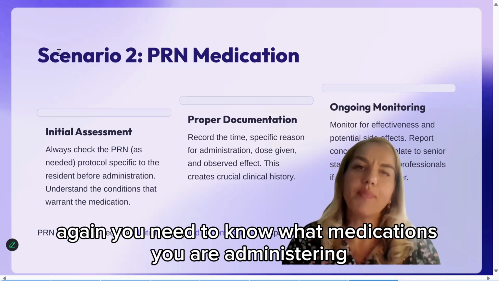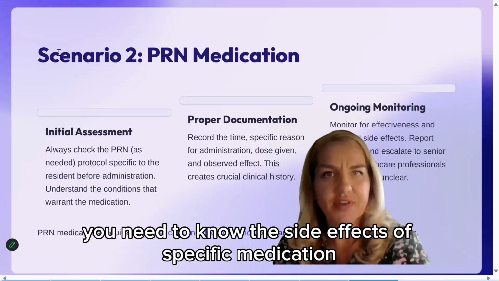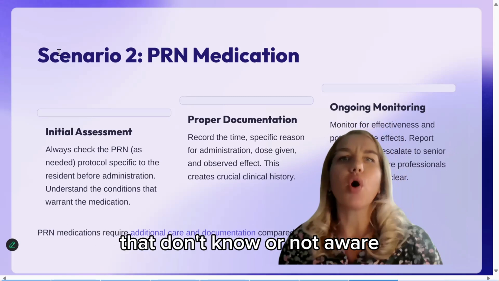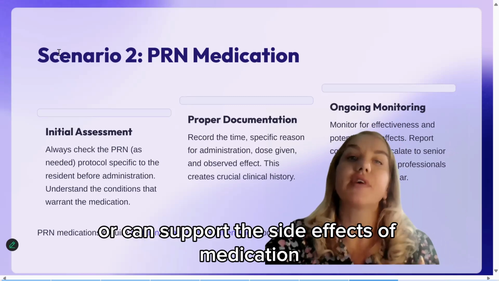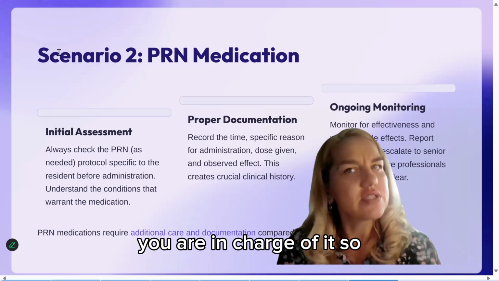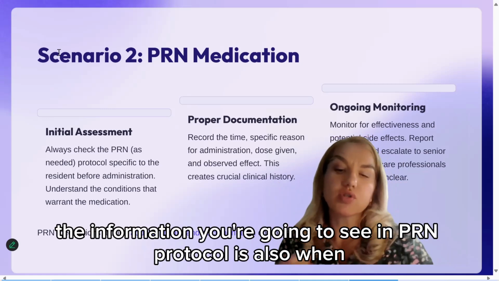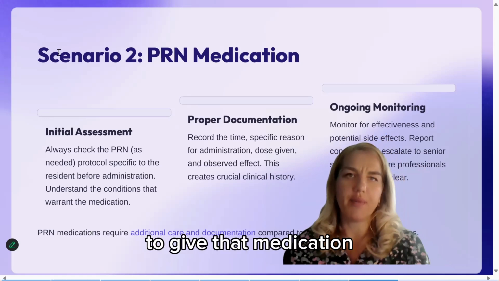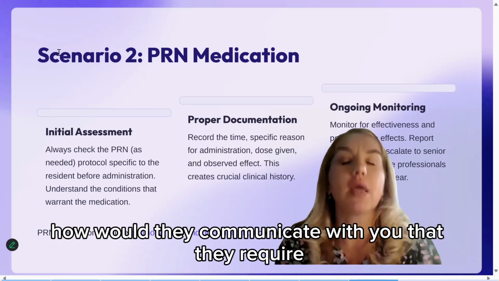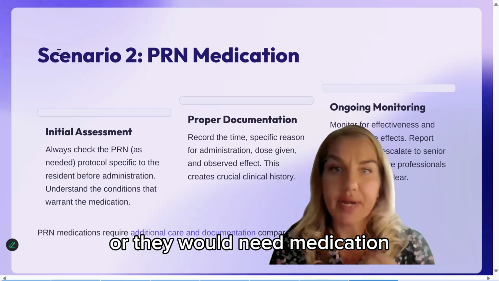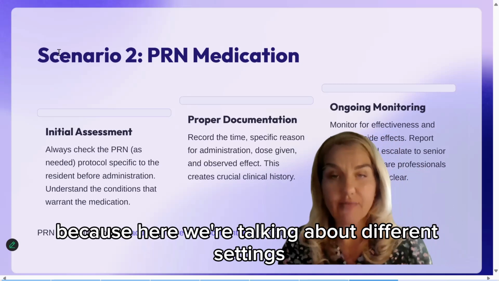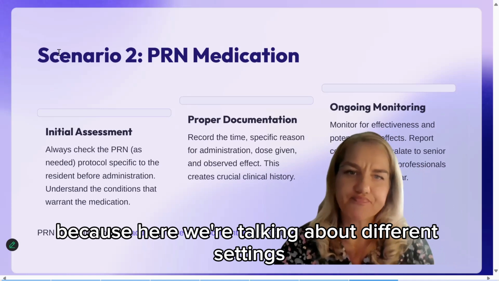Again, you need to know what medications you are administering. You need to know the side effects of the specific medication, because if you are administering medication to someone and you are not aware of or have forgotten the side effects, you are in charge of it. The information you will see in the PRN protocol also includes when to administer that medication to a specific individual. How would you know? How would they communicate with you that they need medication if they don't use speech to communicate? Here we're talking about different settings.